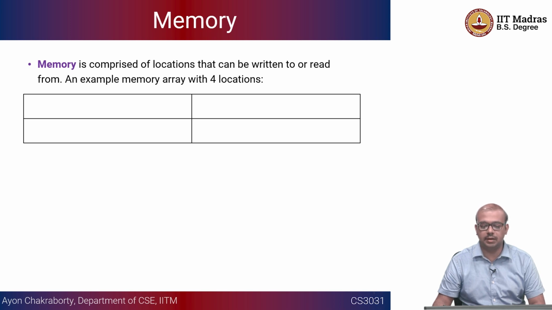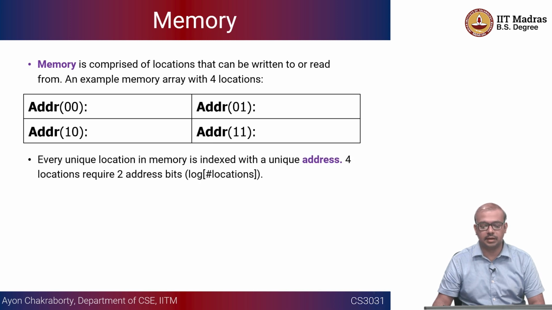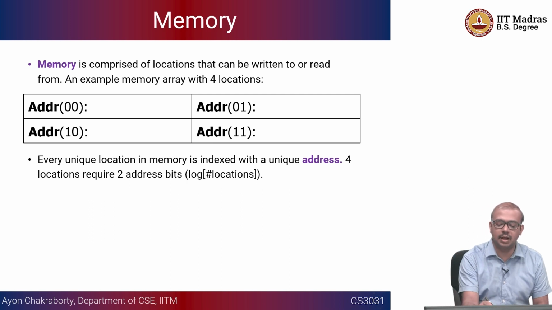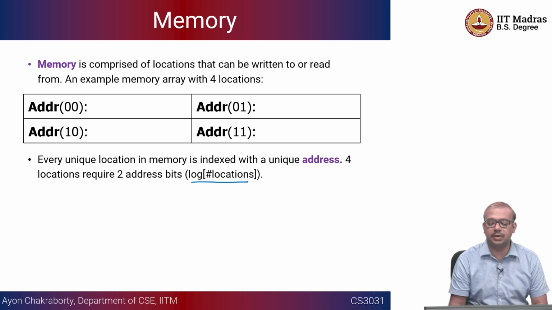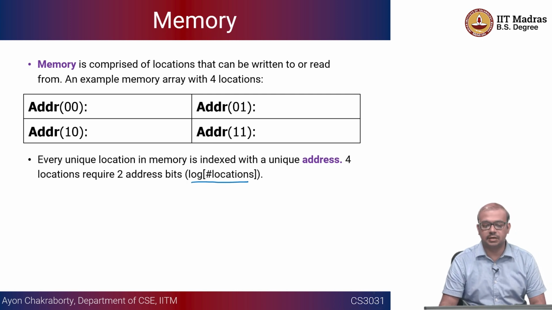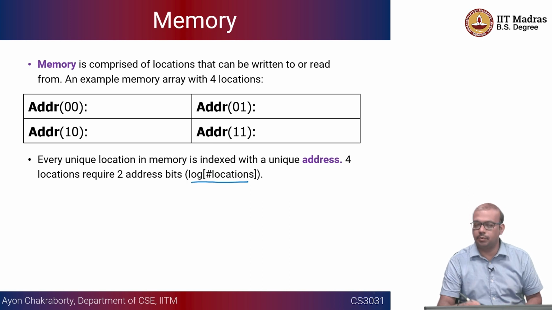Okay, so memory is comprised of locations that can be written or read from. An example memory with 4 locations. Suppose we have only 4 locations in the memory. They are going to have addresses. There will be 4 addresses, right? And the number of address bits will be log of the number of locations. So in case we have 4 locations, we can assign them the addresses 00, 01, 10, 11, right? It's something that you already know.